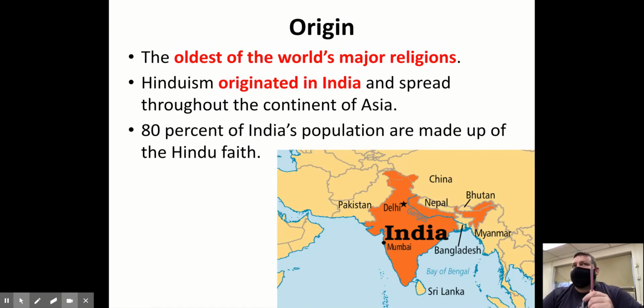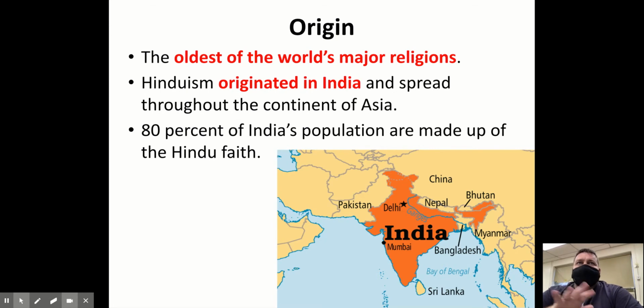India's 80% of the population are Hindu. There's 1.3 billion people in India, so there's basically a billion Hindus in India. That's a pretty crazy number. It is the second most populous country in the world behind China. So the vast majority of India is Hindu. The rest of it is mostly Muslim and some Christian.